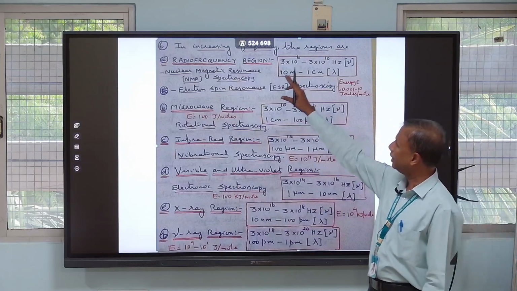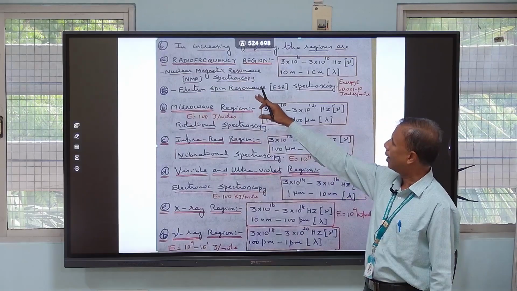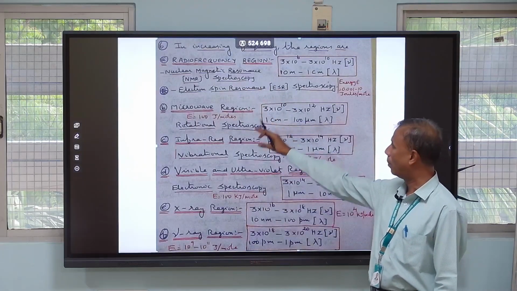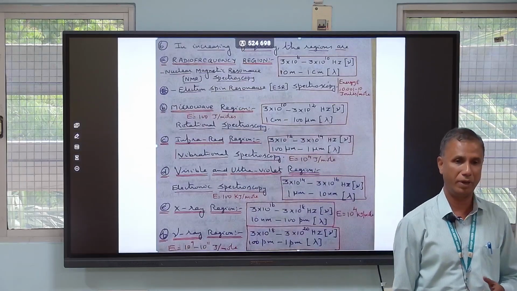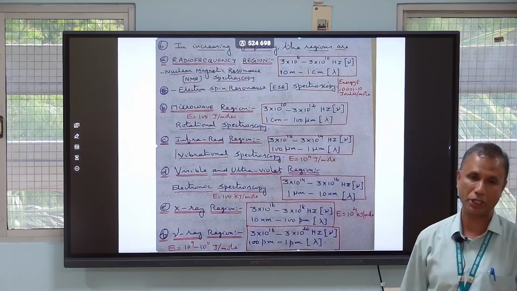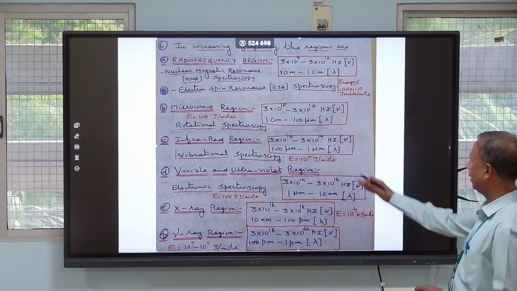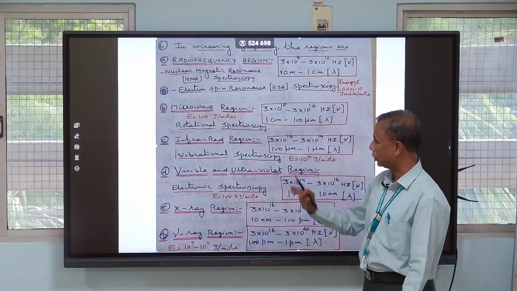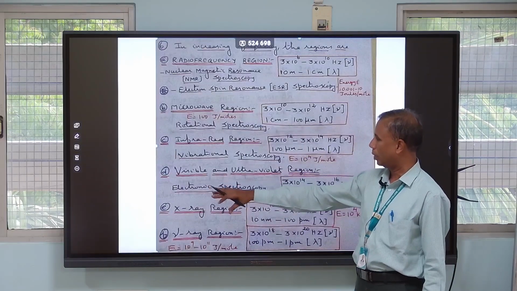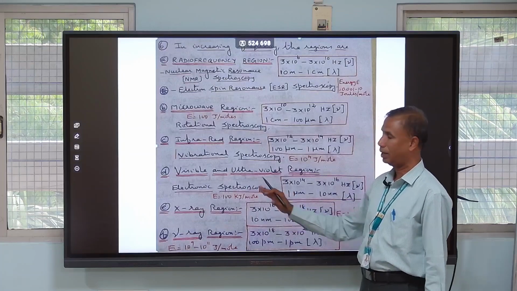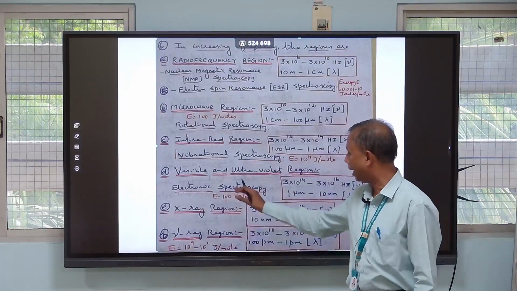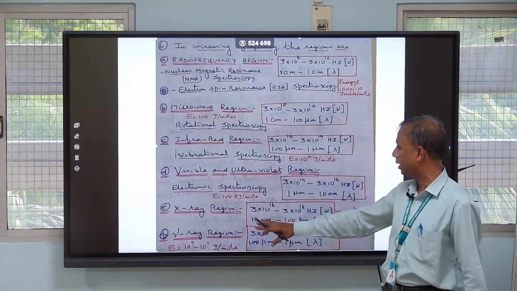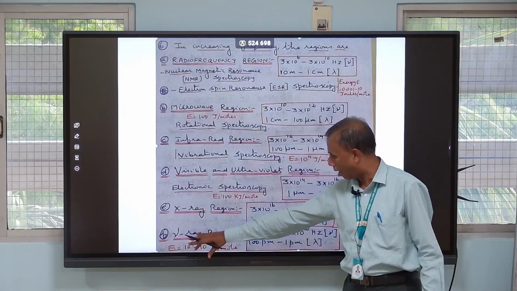In the radio frequency region, nuclear magnetic resonance spectroscopy comes. And come to the microwave region. Here we are going to study the rotational spectrum of the system. Next, infrared spectroscopy, where we talk about vibrational spectroscopy. The next one is the visible and ultraviolet region, where we study the electronic spectroscopy of the molecule. Then the next one is the X-ray region, and another one is the gamma region.